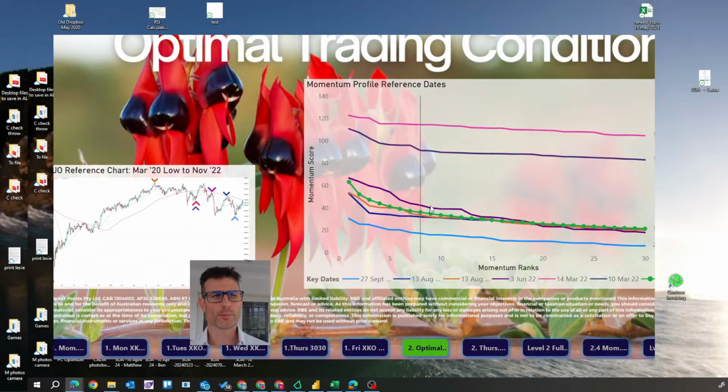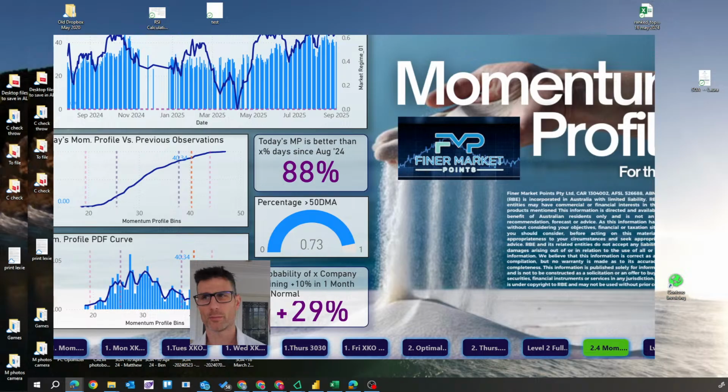The final one is optimal. So we've just looked at and seen on the momentum profile that we have a very solid market, very high, and this looks really, really good. And it's better than 88% of the times that we've seen in the last 12, 13 months. The number of companies over the 50-day moving average, super high, 73%. So we're about a 1/3 better chance of finding any random company go up 10% the next month.